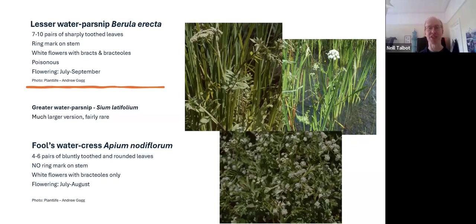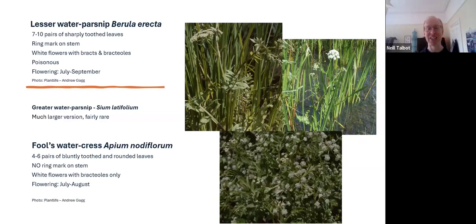But I think the thing is just to look at more than one individual plant, and to compare, but also to look at some of the other features. So generally with all plant ID, it's best not to rely on one feature all the time. So if it's flowering, you need to look at the bracts and bracteoles on the flowers. So I'll quickly explain what they are.